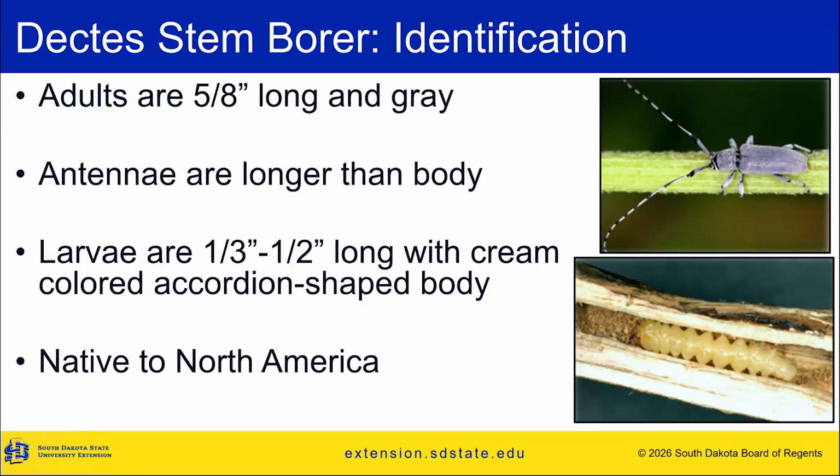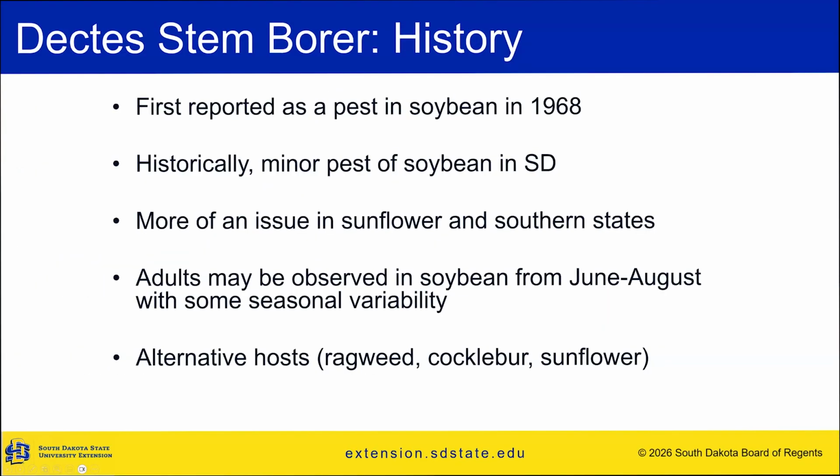Now, the Dectes stem borer are native to North America, but here's where it gets kind of interesting. They weren't always an issue for soybean production. The Dectes stem borer was first reported as a pest in soybean in 1968. It's believed it started doing a host transition sometime probably a little bit before that, but the first reports of it really being observed in soybean were in 1967. And so we had soybean production occurring in the United States for quite a few years before this pest showed up in soybean. And we don't have a great explanation for why that really happened, other than sunflower production in a lot of states started to decrease and soybean production increased in those same areas.